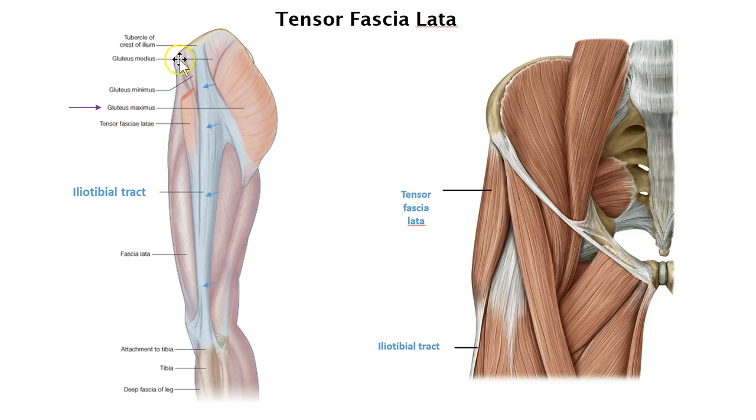Because the tensor fascia lata is anterior to the axis of rotation of the hip joint, it can play a role in hip flexion. Because it's lateral to the hip joint, it can play a role in hip abduction, along with the gluteus medius, the gluteus minimus, as well as contributions from the gluteus maximus.